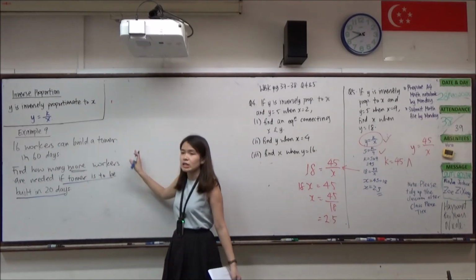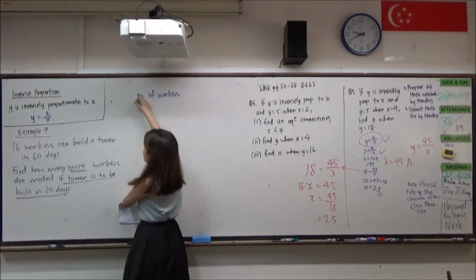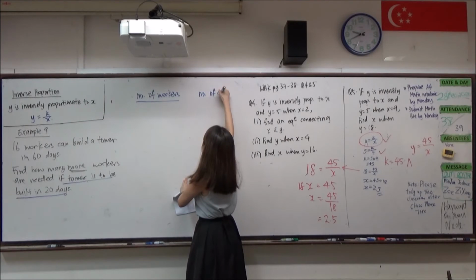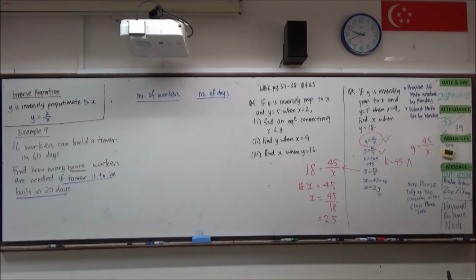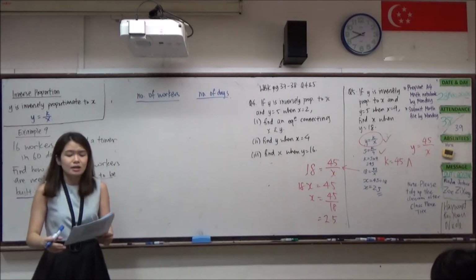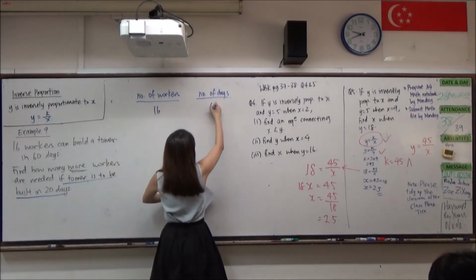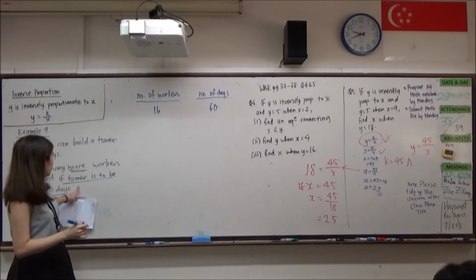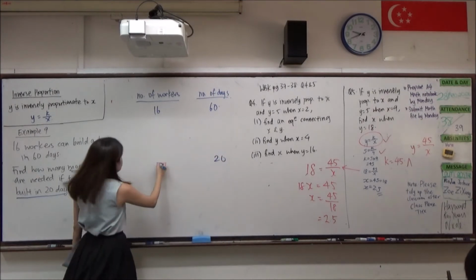In this question itself, we will present it in table form. So we are looking at number of workers and number of days. I know some of you might have tuition, and your tutor might teach you a different way, the algebra way. You can do things the algebra way, that's fine, but I think that having it like this is easier than always having to memorize algebra stuff. So the question started off with 16 workers and 60 days. The final answer wants you to find, for 20 days, how many workers?